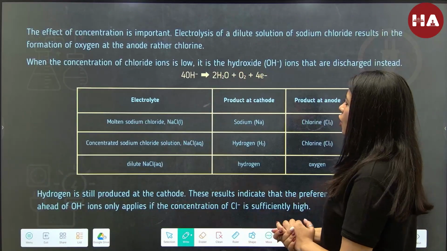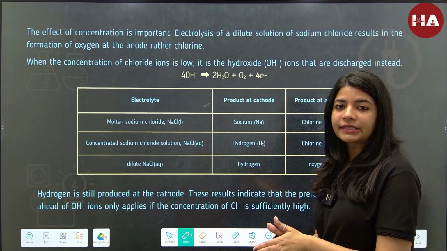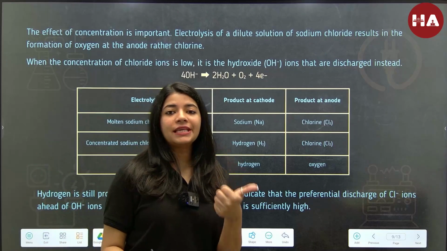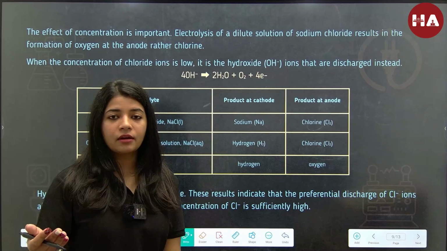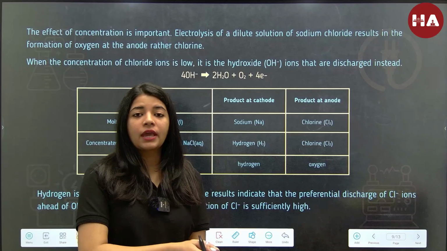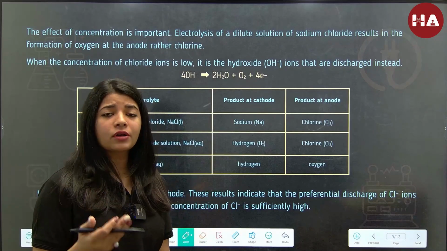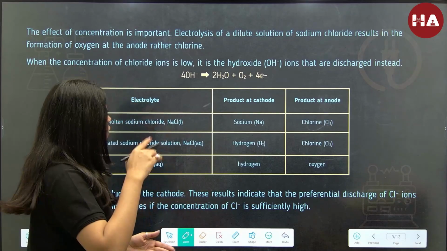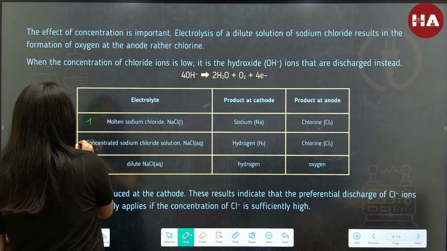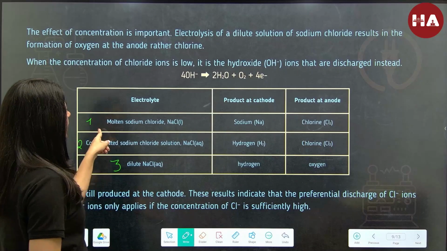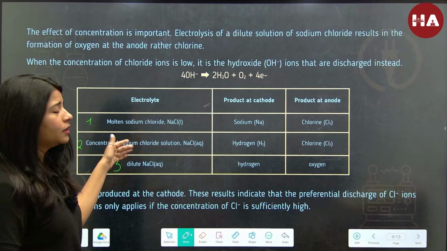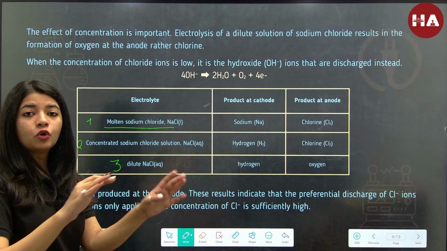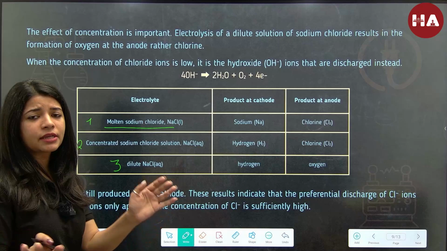Now let's move on. Before we move on to the next electrolysis, let's first understand the effect of concentration. So if Cl minus ion concentration is higher, then chlorine will be deposited, okay. And if OH minus or hydroxide ion concentration is greater, then oxygen will be deposited, right? How? Let's check. So there are 3 cases. In the first case, we are doing electrolysis of just molten sodium chloride. So no water is present, no H plus or OH minus ion, no competition.